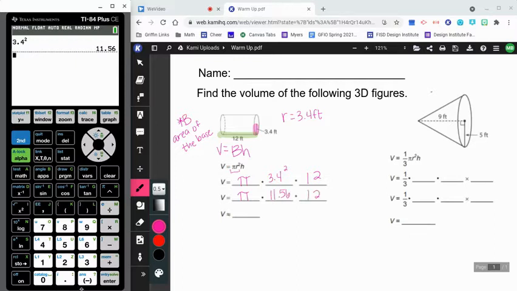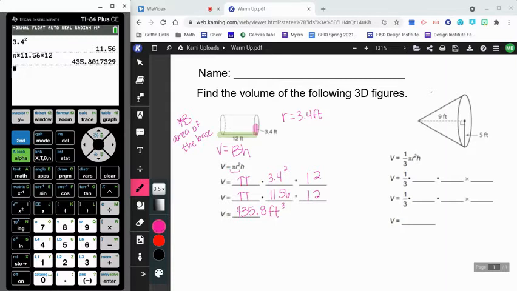And then now I'm going to type all that in together. So I do the pi, which again is second here at top, times 11.56 times 12. And I get an answer of 435.8. We have to include our units. This was in feet, and volume is always units cubed.